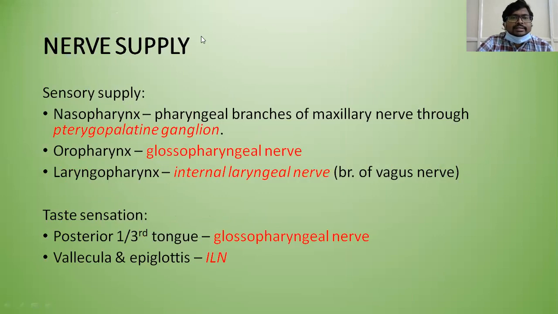Now coming to sensory supply. For the nasopharynx, the sensory supply is by the pharyngeal branch of maxillary nerve through pterygopalatine ganglia. Oropharynx is by the glossopharyngeal nerve, and laryngopharynx is by the internal laryngeal nerve, which is a branch of vagus nerve. Taste sensation or special sensation from the posterior one-third is by glossopharyngeal nerve. From the vallecula and epiglottis, the taste sensation is carried by the nerve fibers of internal laryngeal nerve.